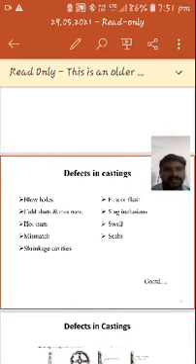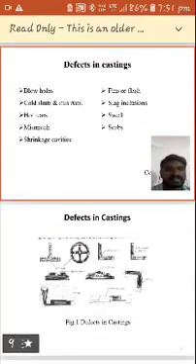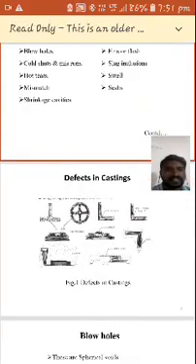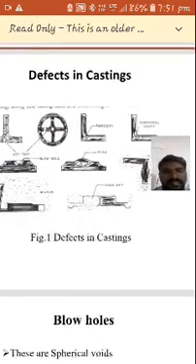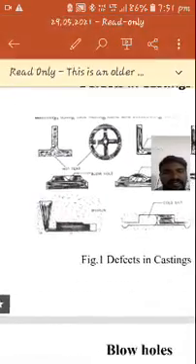Okay, so there are blowholes, cold shuts and misruns, hot tears, mismatch, shrinkage cavities, fins or flash, slag inclusions, swells and scabs. These are the around 10 defects. Here we are able to see figures of how the defects look, which we will see very clearly in the zoom.